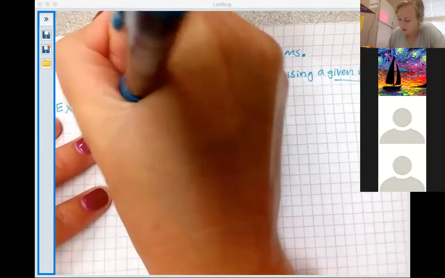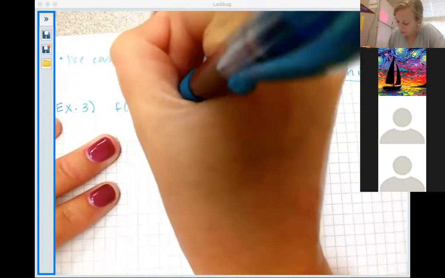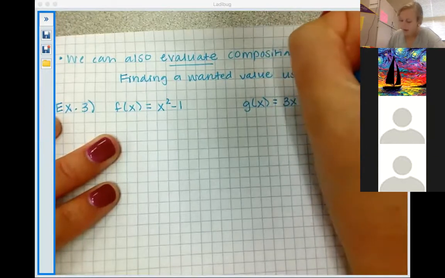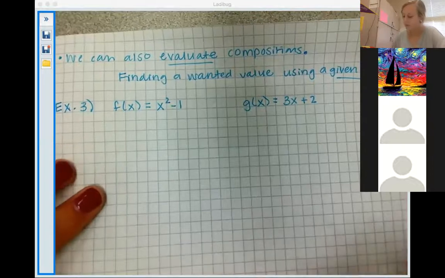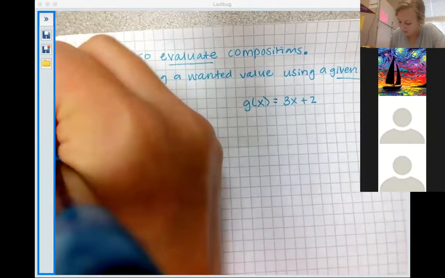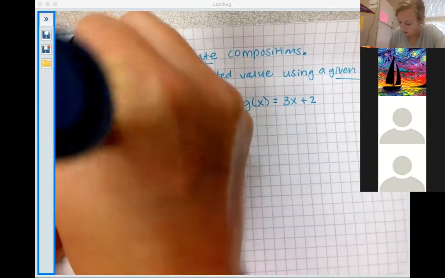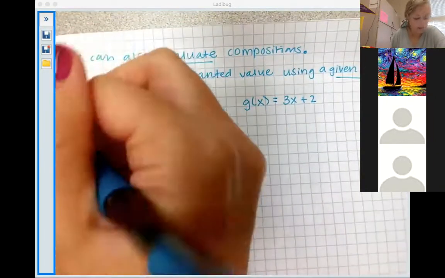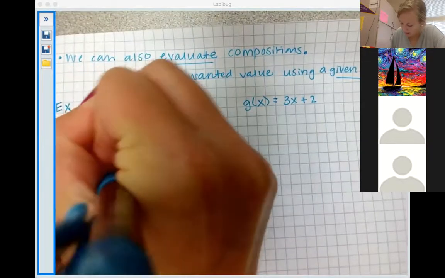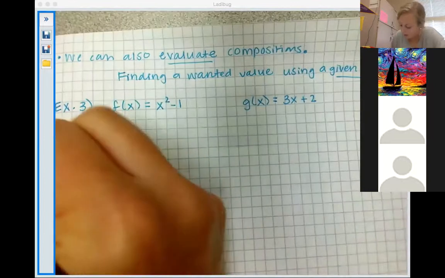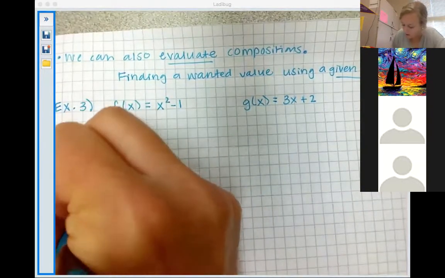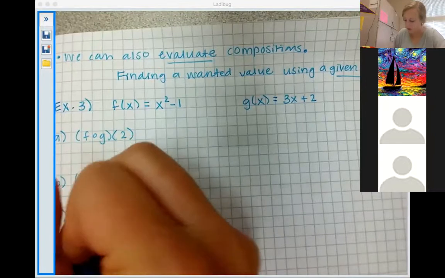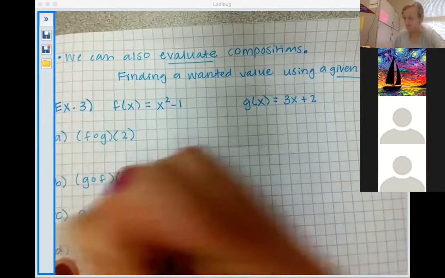So if I give you f of x equals x squared minus 1 and g of x equals 3x plus 2, then we're going to find these four things. We're going to find f of g of 2. Then we're going to find g of f of 4. Then we're going to find g of -1 and f of 3.